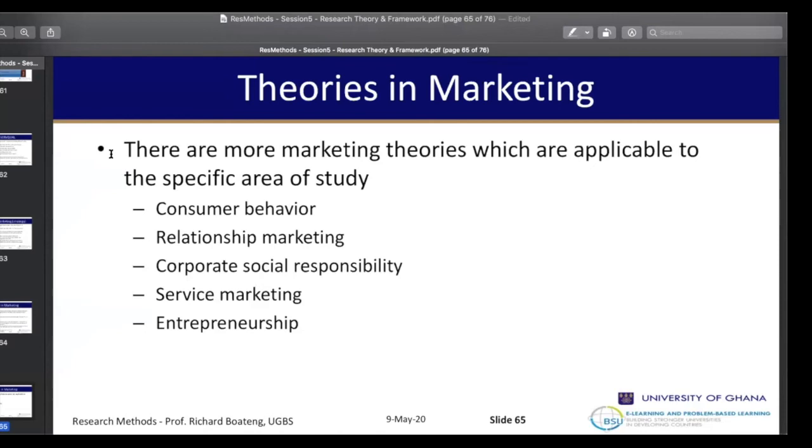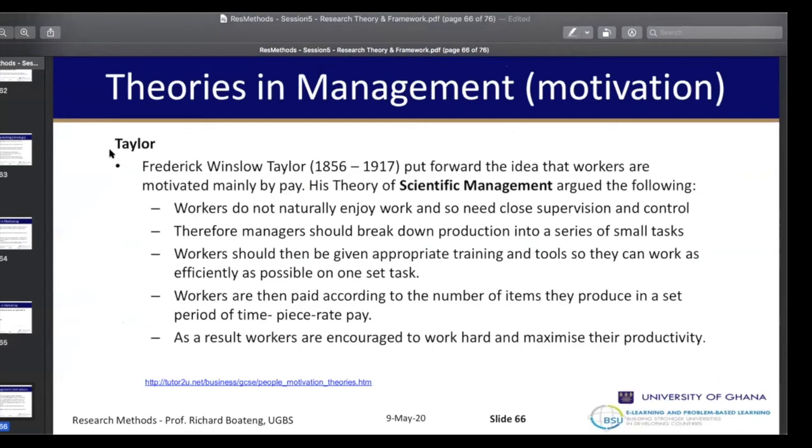Then you go to management. Management has to deal with HR. In this one, we have got leadership theories, we have got motivational theory. There are so many theories that exist. So you have to know the concept you are studying, just add the word theory and you get it. So in motivation theory, you have got Maslow's hierarchy of needs, you have got Taylor's theories. And Taylor has a theory of scientific management that looks at how workers are motivated mainly by pay.